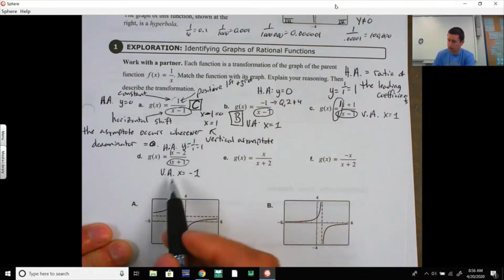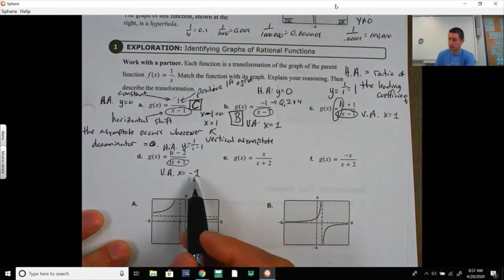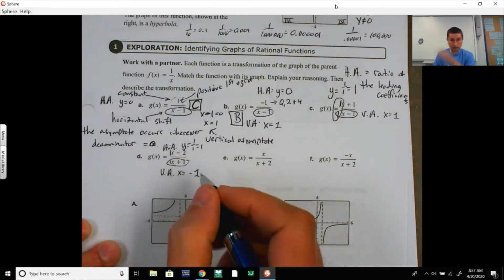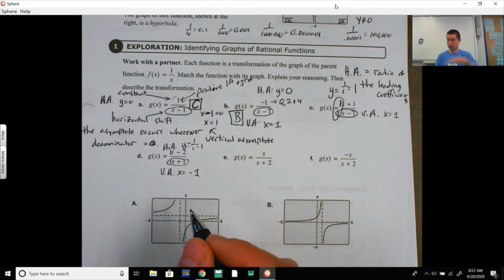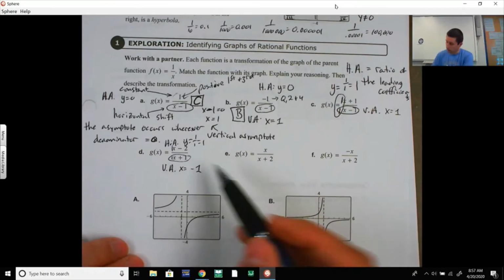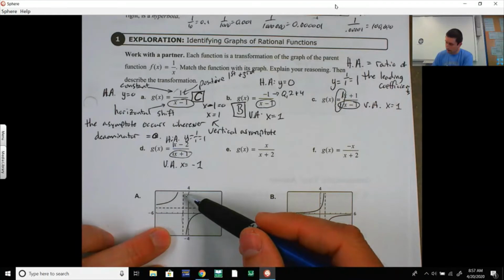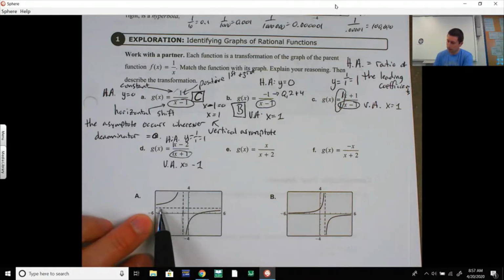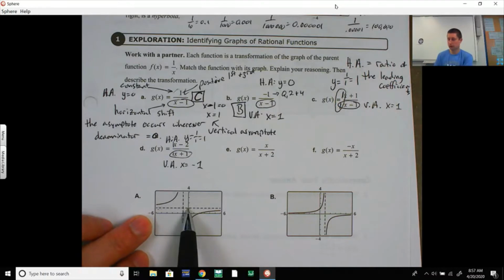So again, this one has a vertical asymptote at x equals -1. A horizontal asymptote at y equals 1. Vertical asymptotes are vertical lines. Okay, horizontal asymptotes are horizontal lines, so don't get those confused. So right here on A, I have a vertical asymptote at x equals -1. There's -1. And a horizontal asymptote at y equals 1. So y equals 1. But notice the branches are in the second and fourth quadrants. So that means there should be a negative somewhere turning things around. That negative in front of the 2 doesn't count.